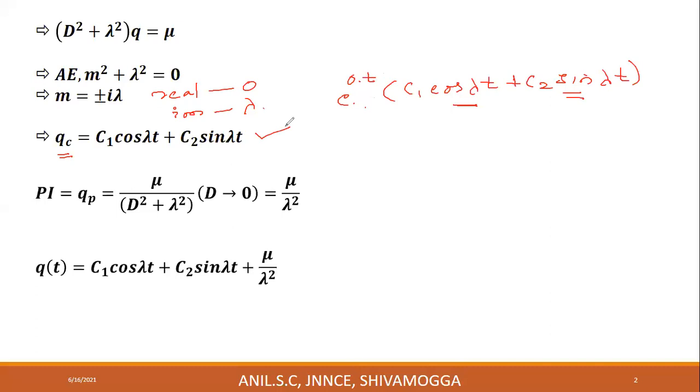Now we shall find a particular integral. Particular integral is denoted by PI or Q P. This is equal to the RHS, mu, divided by f of D, which is D square plus lambda square. What kind of particular integral is this? Type 1 or type 2 or type 3?